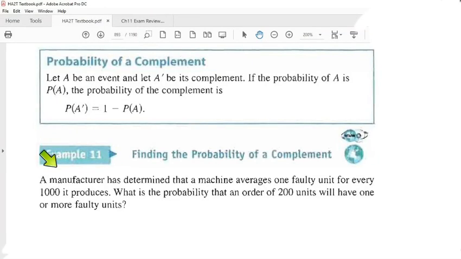All right, what we got going on here? There's a manufacturer that determined how many faulty machines they have after they produce 1,000. So it's roughly one faulty machine every 1,000. Okay, so I'm going to stop right there.